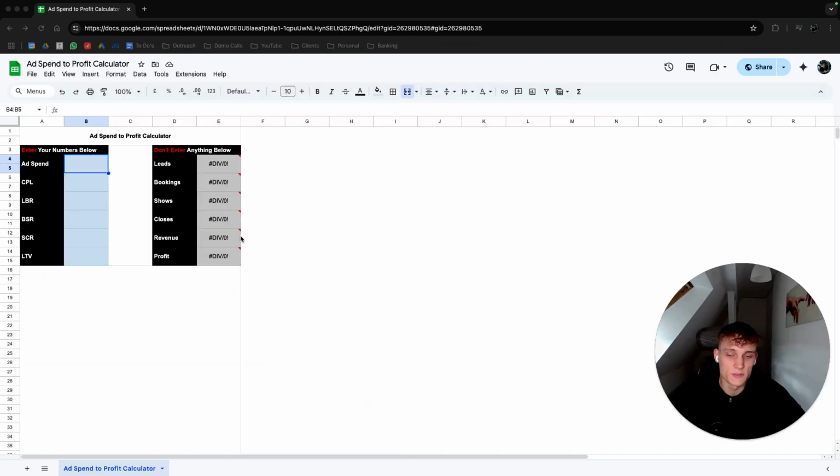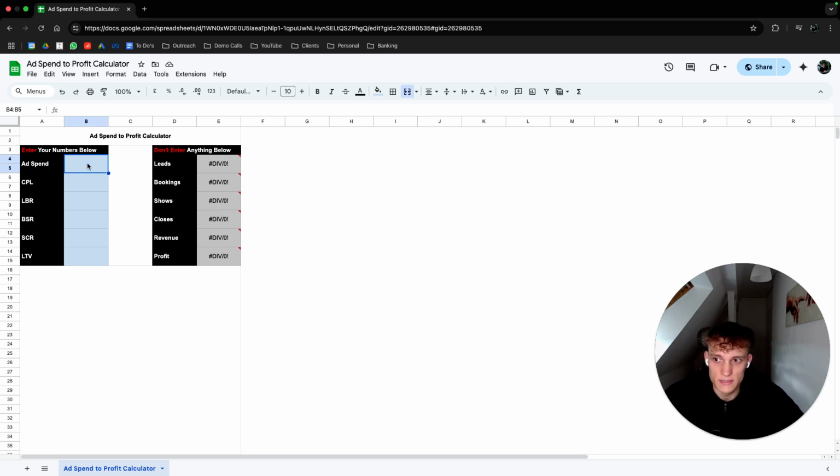So basically, this spreadsheet is here to calculate whether your ads are actually profitable or not. This is going to help you calculate if you're doing the right stuff with ads or not. And as long as these metrics, which I'm going to explain in just a second, are good, your ads will basically be good.